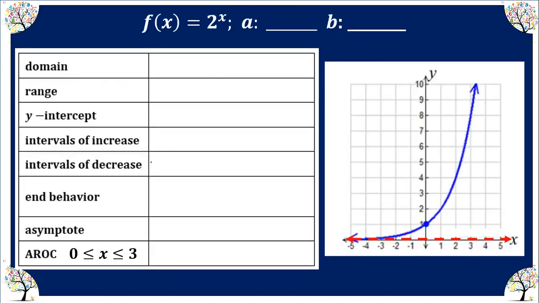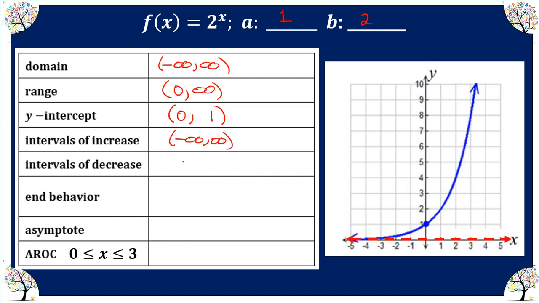Okay, and we just identified here is our a was 1, our b was 2. Here's our graph. The domain is all real numbers. My x values can be anything. My range, however, is limited with the asymptote. The least value that y can be is 0, and it can't even be 0, so I'm not going to include it, and then it goes forever to positive infinity. My y-intercept is 0, 1. My interval of increase is all real numbers.